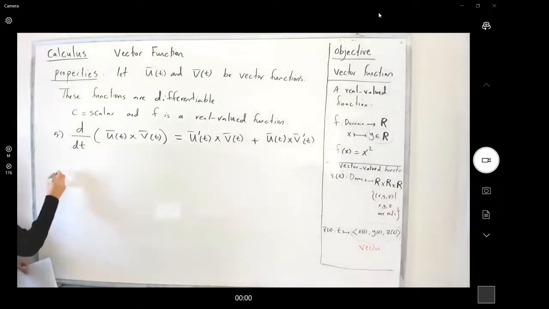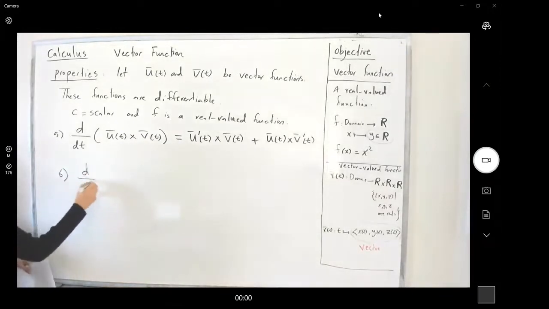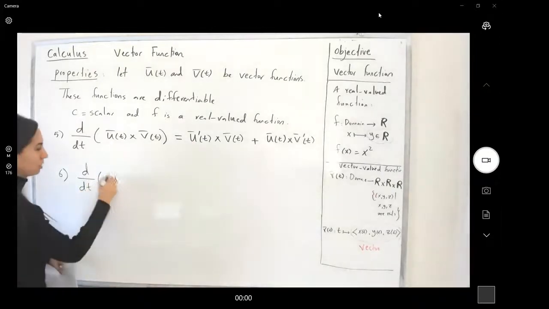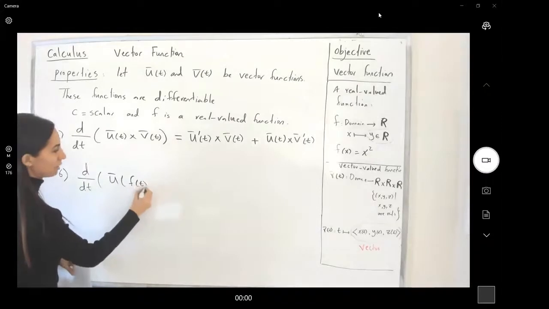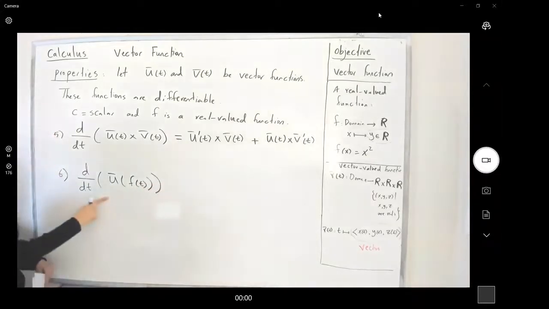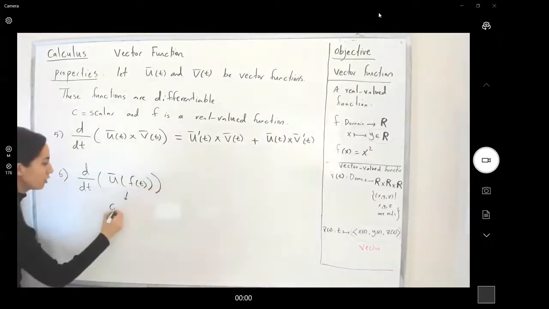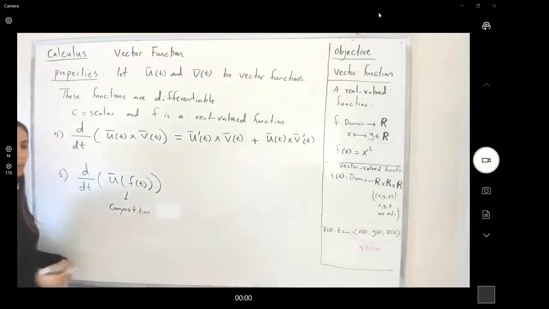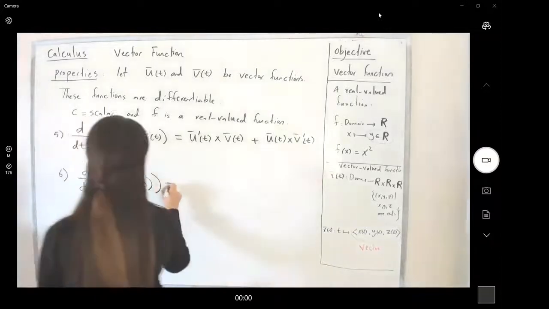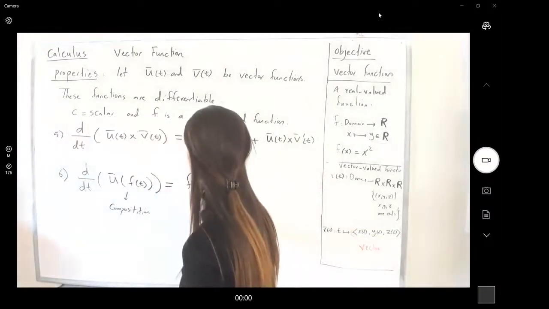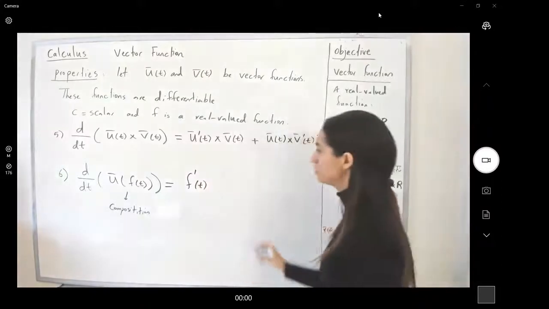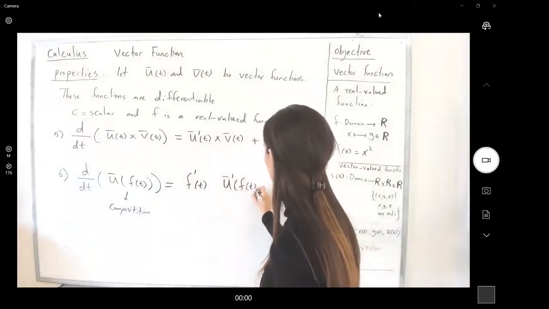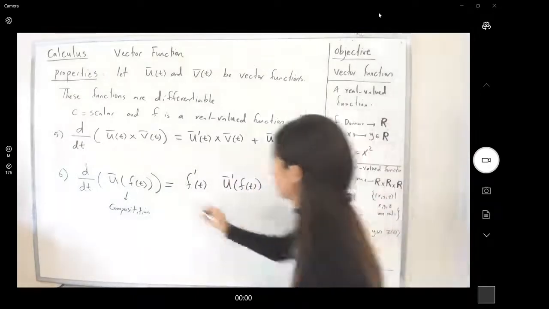And what if we have the derivative of the composition of u and the real valued function f? So we have a composition of two functions. Composition means that we need to apply the chain rule. The chain rule says here it is equal to the derivative of f times the derivative of u composed with f. Okay.